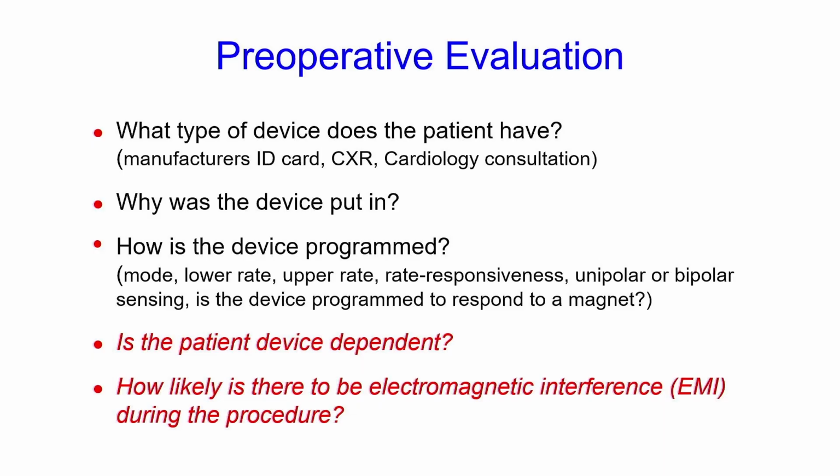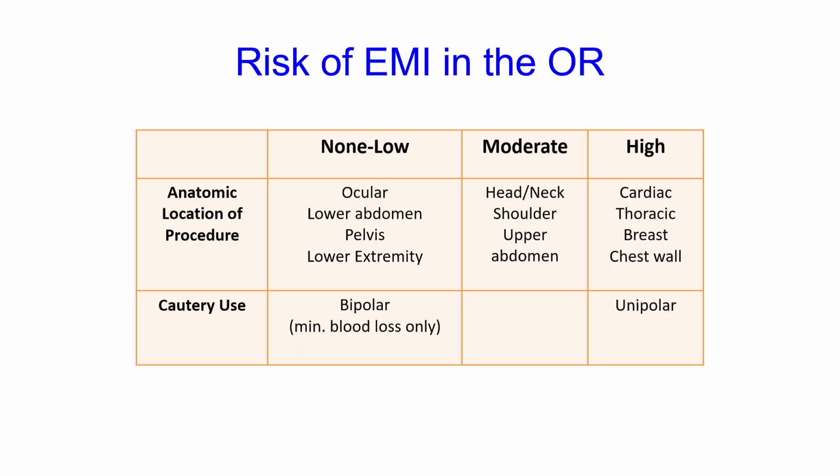I think the two big questions that are really important to ask going into the OR: number one, is the patient device dependent? So if there's a problem, will they have their own underlying perfusing rhythm? And then secondly, how likely is it that they're going to experience the effects of EMI during the procedure? So the risk of EMI is really dependent on two things. Number one, the type of cautery used. So is it bipolar or unipolar? With bipolar cautery, there's a very low risk of EMI.